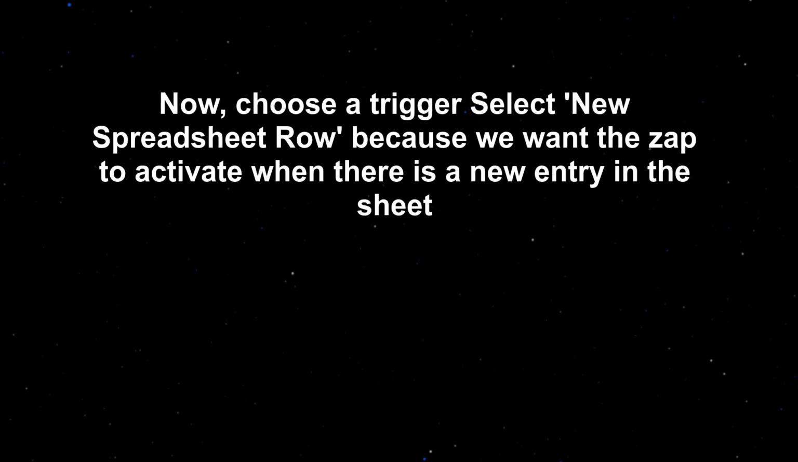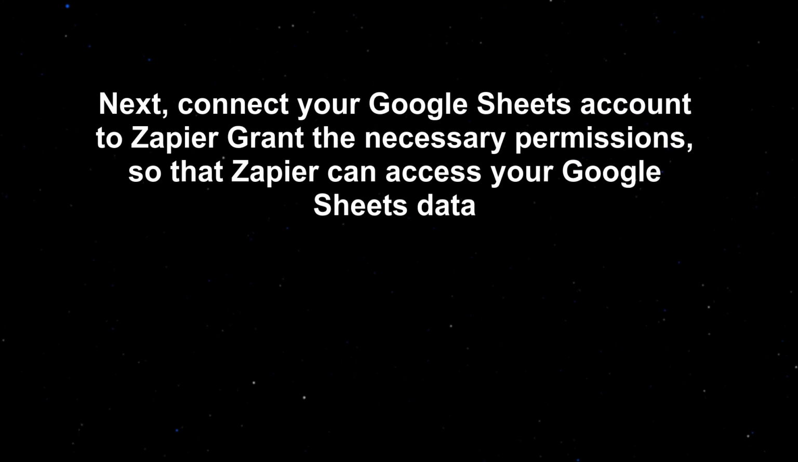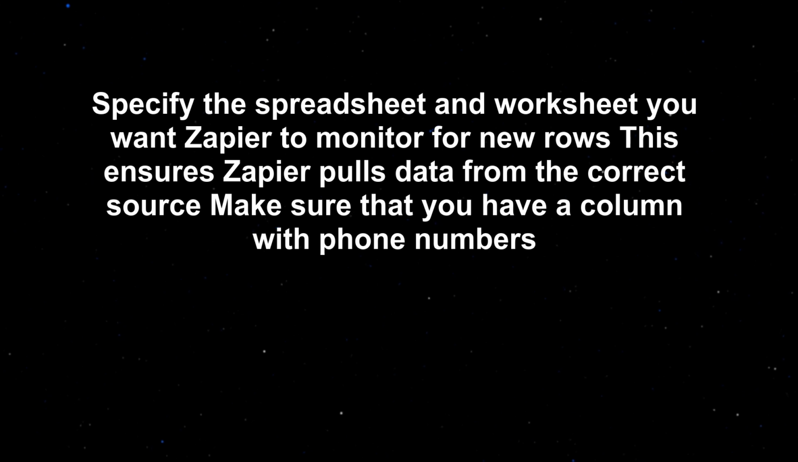Now, choose a trigger. Select New Spreadsheet Row because we want the Zap to activate when there is a new entry in the sheet. Next, connect your Google Sheets account to Zapier. Grant the necessary permissions so that Zapier can access your Google Sheets data. Specify the spreadsheet and worksheet you want Zapier to monitor for new rows. This ensures Zapier pulls data from the correct source. Make sure that you have a column with phone numbers.